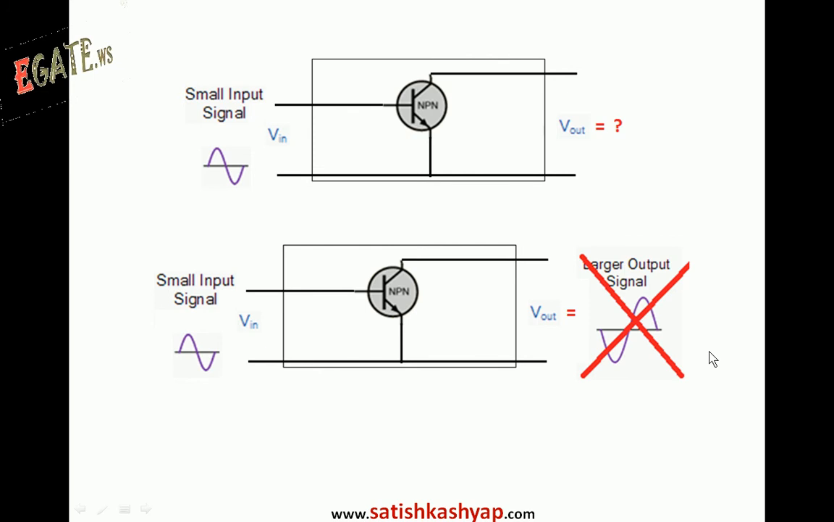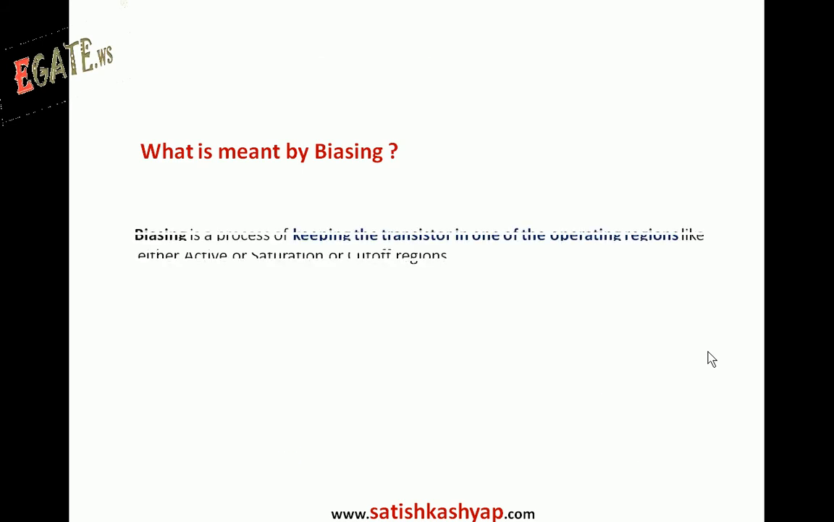If you want to get amplification, the transistor must be biased in the active region. So a BJT acts as an amplifier whenever it is biased in the active region. So how do we keep the transistor in the active region? And before that, what is meant by biasing? Biasing is the process of keeping the transistor in one of its operating regions. It may be either active, saturation or cutoff region. So placing the transistor in one of the regions is called biasing.